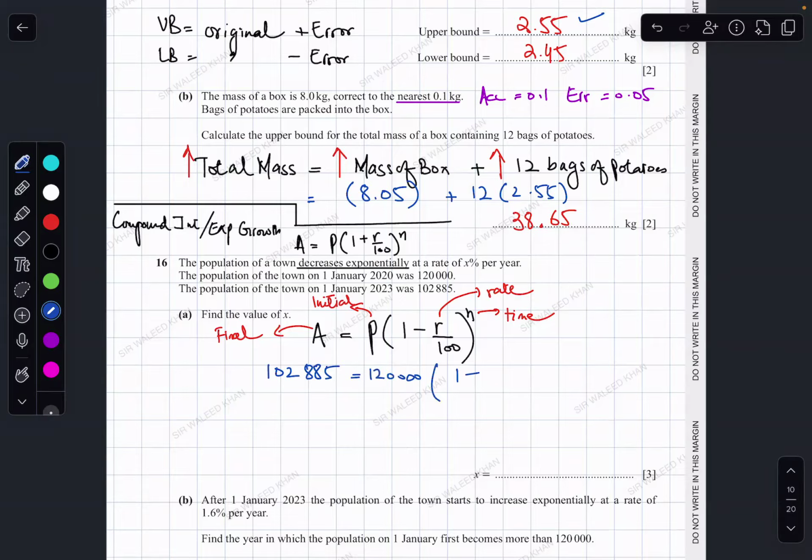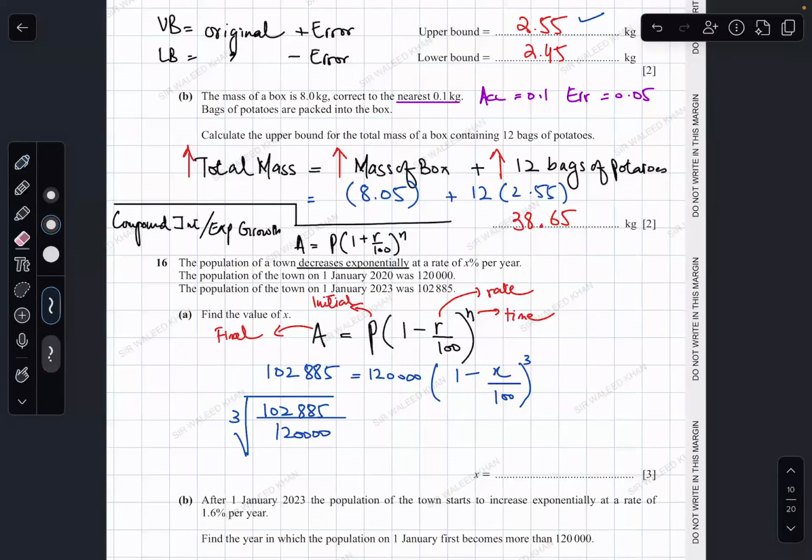One minus R, the rate is x over 100, whole power, how many years? 3 years. So what you are going to do, you are going to divide them. Take a cube root. Why? Because there is a cube over here. And what I'm left with is 1 minus x over 100. Now for this, when you work it out, we get 0.95. 0.95 minus 1 is equal to minus x over 100. So we have 0.05, and times it by 100, we have 5. So x is equal to 5.